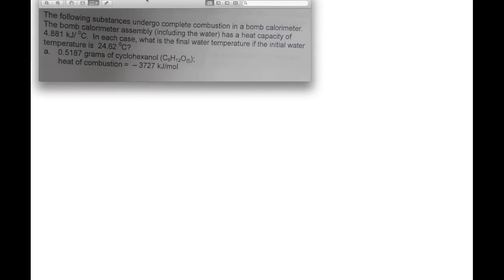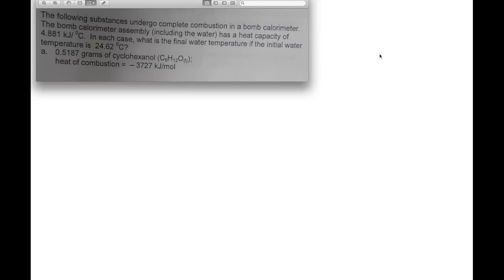Let's try this problem. The following substance undergoes complete combustion in a bomb calorimeter. The bomb calorimeter assembly, including the water, has a heat capacity of 4.88 kilojoules per degree Celsius. In each case, what is the final water temperature if the initial water temperature is 24.62 degrees Celsius? A. 0.5187 grams of cyclohexanol. Heat of combustion is equal to that.